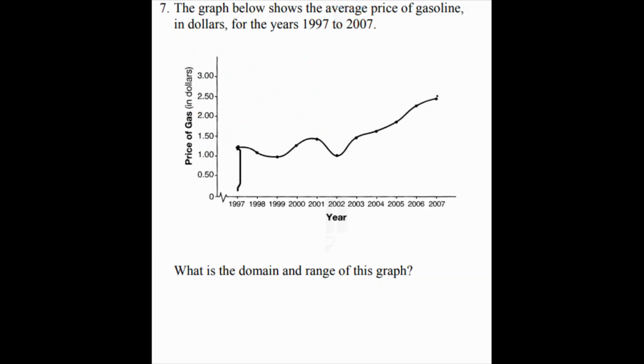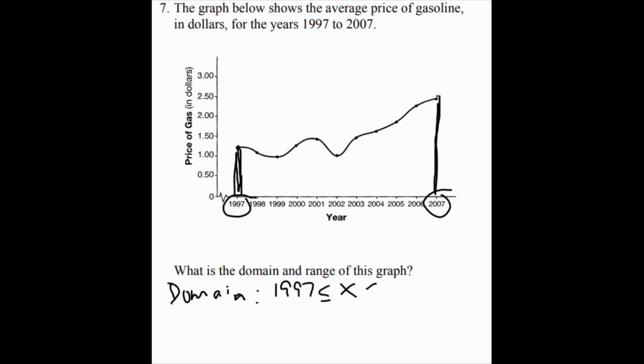We see the leftmost side is going to be in the year 1997. And the rightmost side would be in the year 2007. And so we see in this case our domain, sorry, my handwriting is not so great, ladies and gentlemen, would be between the values of 1997 is less than or equal to x is less than or equal to 2007. And so those are all the values of x we have, in this case the years, because that's our domain, the years for which we're calculating the average price of gas.